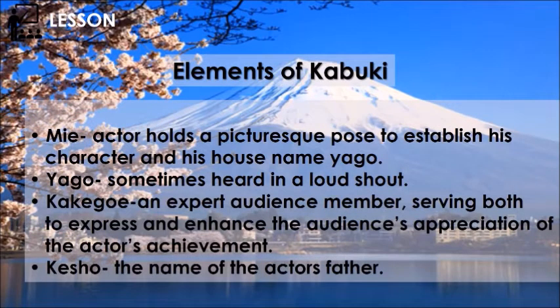Elements of Kabuki. Mie: the actor holds a picturesque pose to establish his character and his house name. Yago: sometimes heard as a loud shout. Kakegoe: an expert audience member serving both to express and enhance the audience's appreciation of the actor's achievement. Kesho, the name of the actor's father.